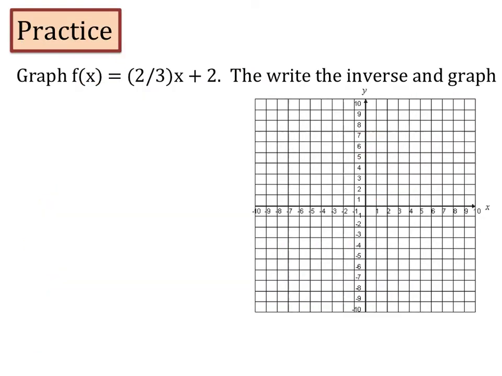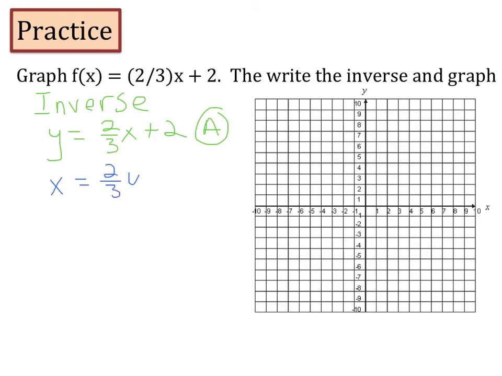Let's practice one more of these. Same deal, we're graphing the function 2 over 3 times x plus 2, and then we're going to write and graph the inverse. The first thing I'll do is write the inverse. I know that for the inverse I just switch x and y. So my original is y equals 2 over 3 times x plus 2. This is my original. And I'll write my inverse. So I'll switch x and y and then just solve for y.